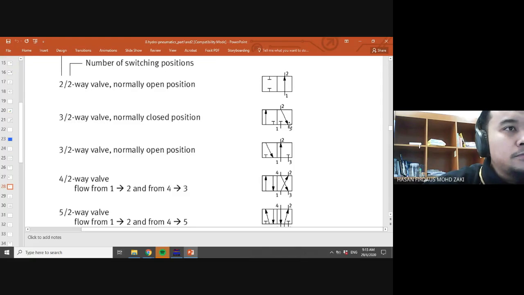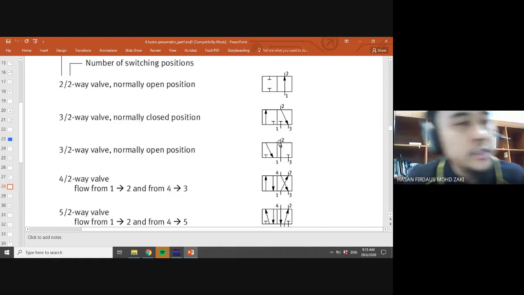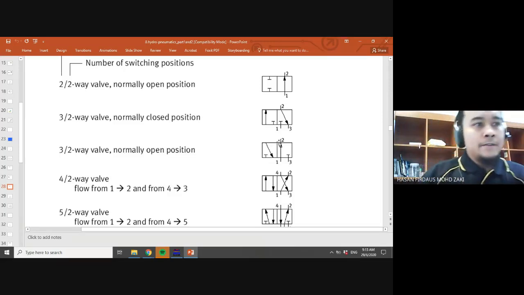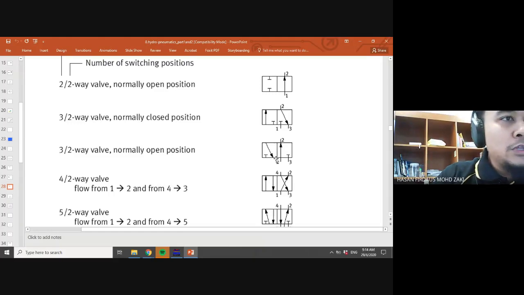As for this normally open one, you can see that port 1, the source port, has a connection directly to the controlling port, which is number 2. This number 2 will then be connected to your power element or to your directional control valve. So, normally closed, normally open.